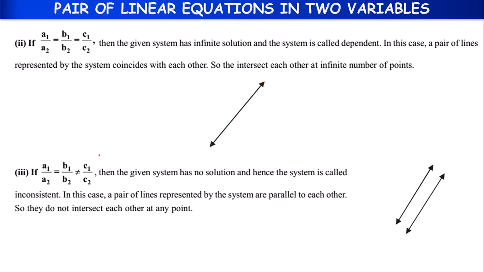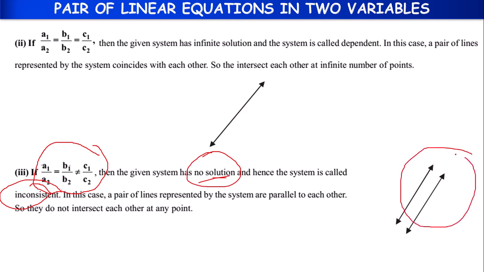And the third one: if the equations follow this condition, the ratio of x coefficients and the ratio of y coefficients are equal to each other, but not equal to the ratio of constants, then the given system has no solution, and it is called an inconsistent system of equations. In this case, the lines represented by the equations are parallel to one another. They do not intersect at any place.